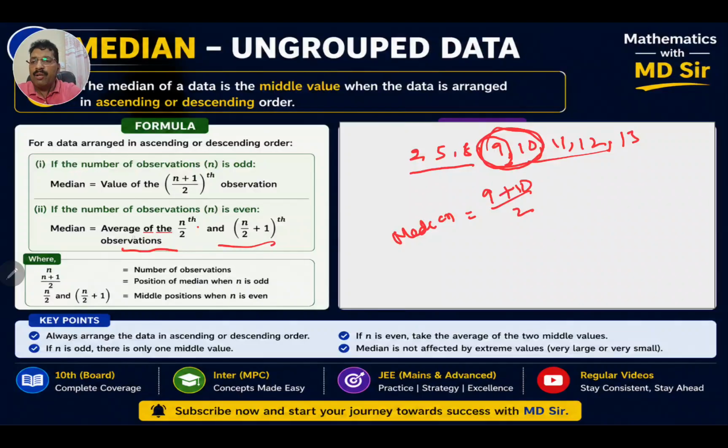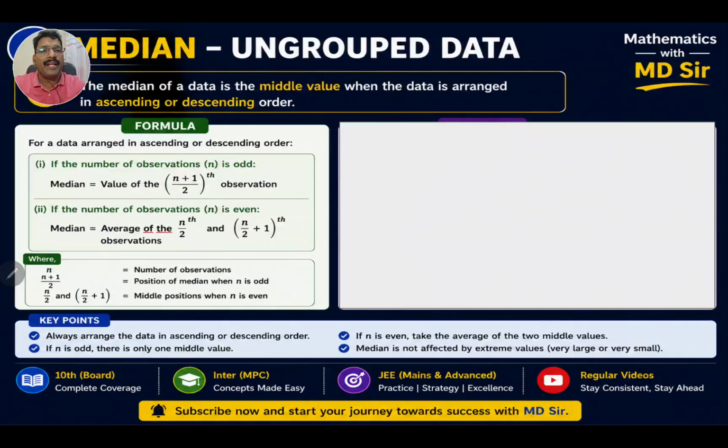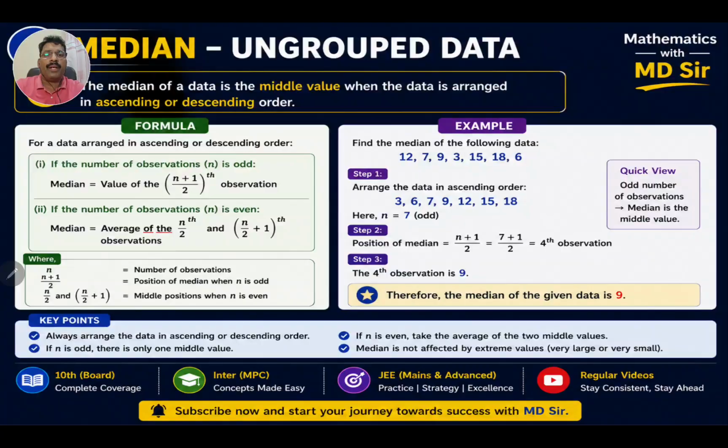So that is the meaning of n by 2th and n by 2 plus 1th observation, because when an even number of observations is given, two observations will be there in the middle. When an odd number of observations is given, only one observation will be there in the middle. So that only one observation is the median. So now we will see the example.